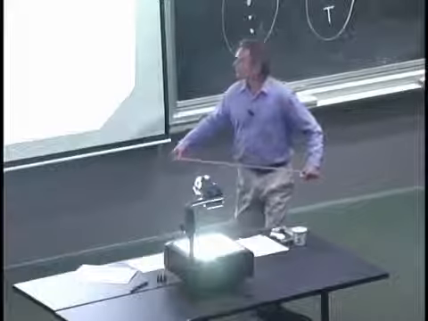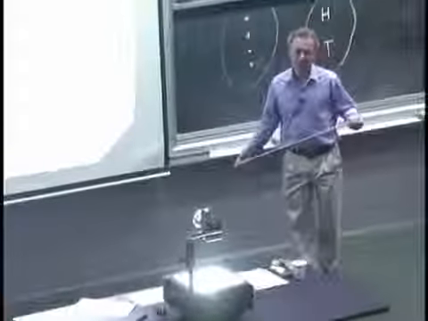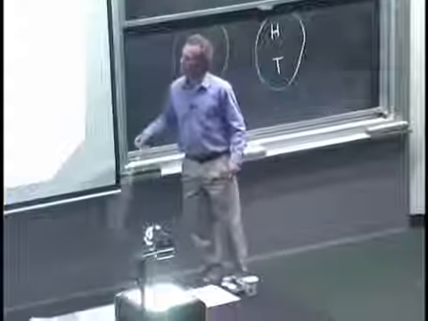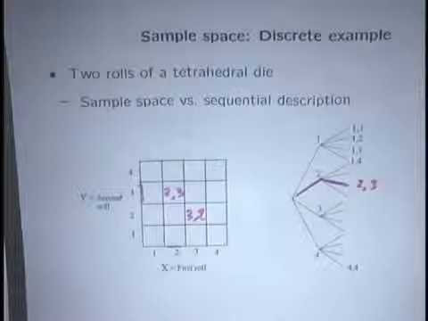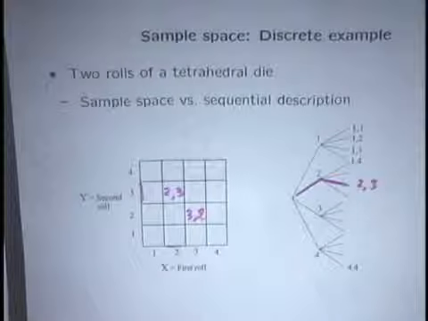What's special about this example is that besides being trivial, it has a sample space which is finite. There's 16 possible total outcomes. Not every experiment has a finite sample space. Here's an experiment in which the sample space is infinite.